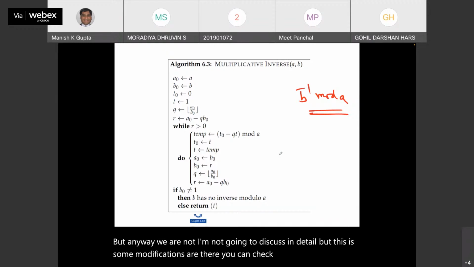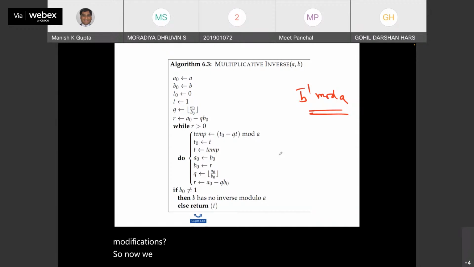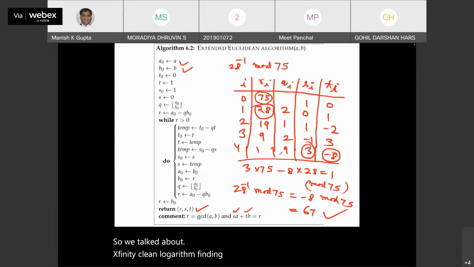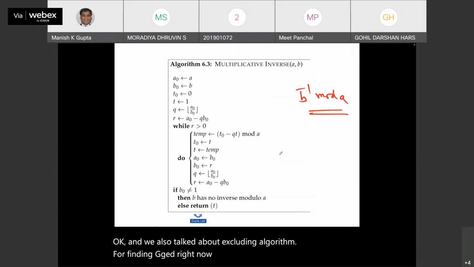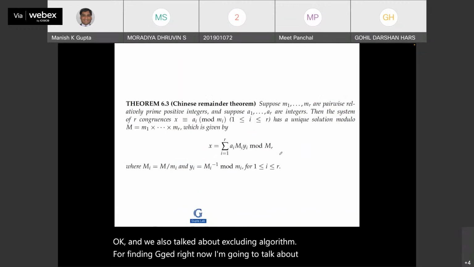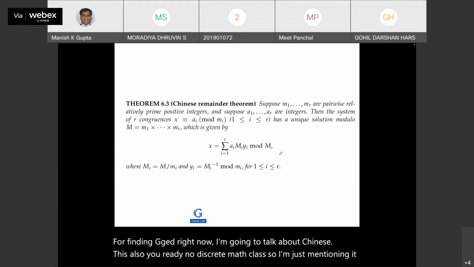So now I'm going to talk about the Chinese Remainder Theorem. This is also something you read in your discrete math class, so I am just mentioning it, or maybe I can do some calculations for you.